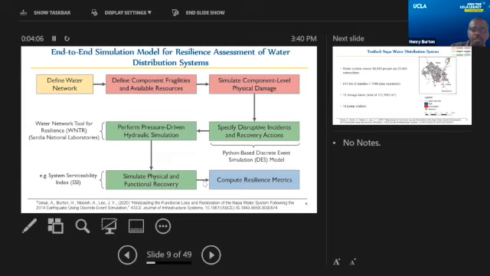And then, given that we can model not just the initial loss of function but the restoration of function, we can take that and use it to compute metrics that can be used as the basis for decision making.